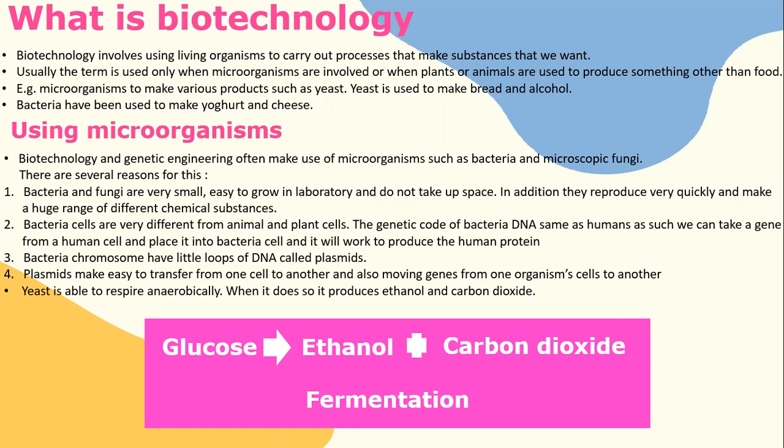Second, bacterial cells are very different from animal and plant cells, but the genetic code of bacterial DNA is the same as human. As such, we can take a gene from a human cell and place it into bacterial cells, and it will work to produce the human protein. Third, bacterial chromosomes have little loops of DNA called plasmids. Plasmids make it easy to transfer genes from one cell to another, and also to move genes from one organism's cells to another.